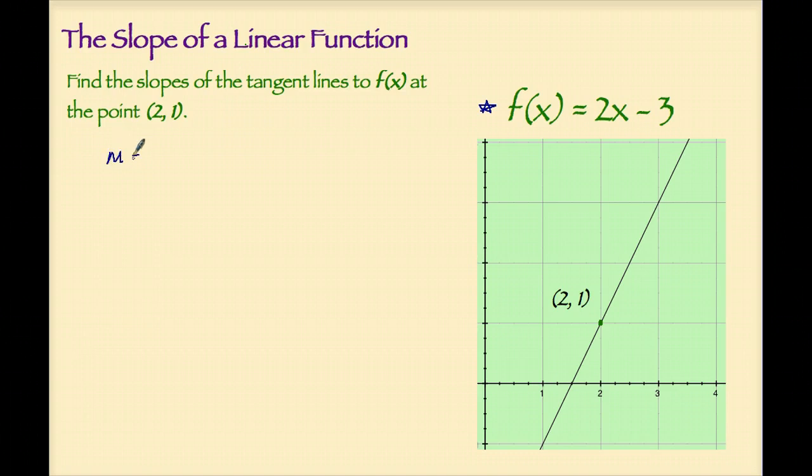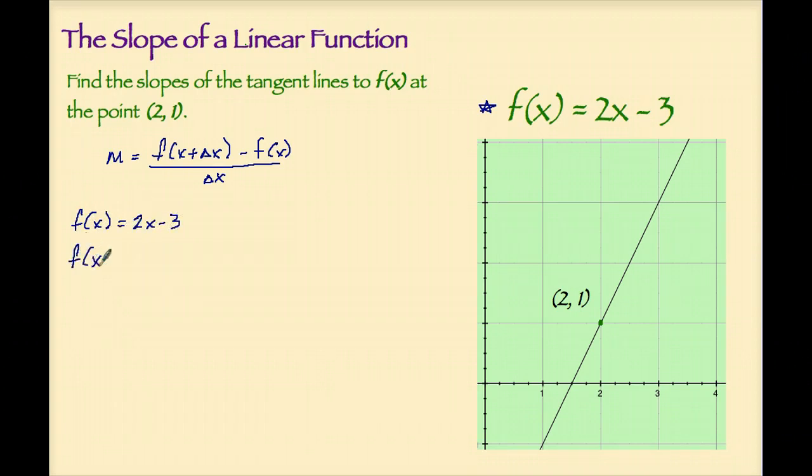We're going to use our fancy slope function anyway, just to see how it works. Here it is. The slope is f of x plus delta x minus f of x over delta x. I probably don't have to tell you that this should be memorized. Well, what is f of x in this particular case? We have that. It is 2x minus 3. What is f of x plus delta x? Of course, this means insert this quantity in for x in the original function. So this is going to give me 2 times x plus delta x minus 3.